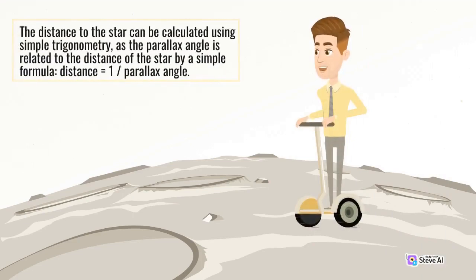The distance to the star can be calculated using simple trigonometry, as the parallax angle is related to the distance of the star by a simple formula: distance equals 1 over the parallax angle.